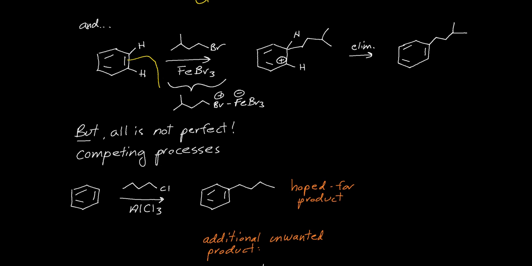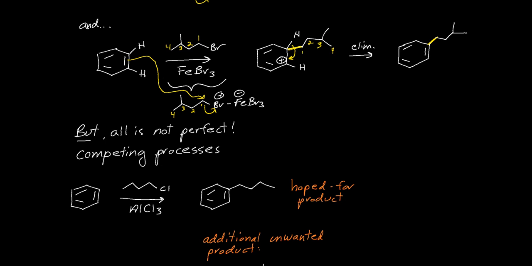Same arrow pushing. Now that we've seen it several times, formation of this new carbon-carbon bond. And if you want, it's helpful to number carbons so you don't lose track. 1, 2, 3, 4, for example. 1, 2, 3, 4. Didn't lose any carbons. It's easy to lose carbons or add them, but easier to lose them. Elimination. There's our new alkylated benzene.